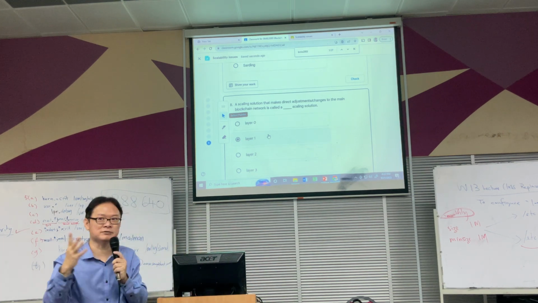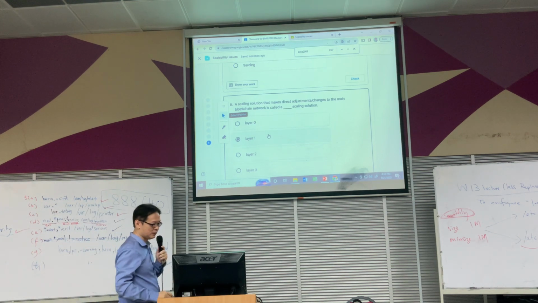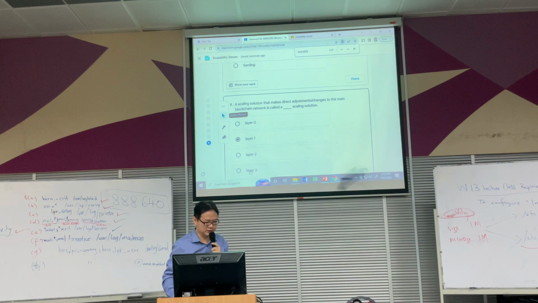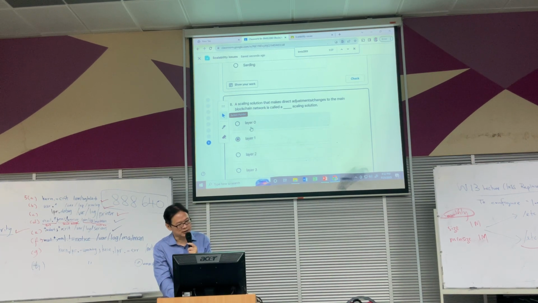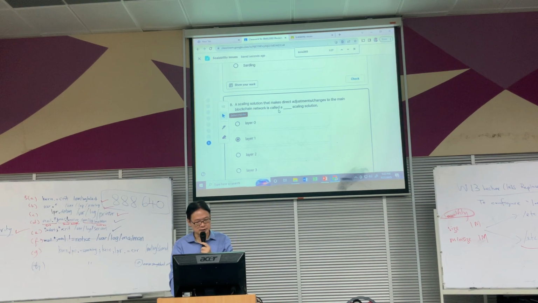It's one of the approaches for scalability. We don't have layer 3 yet. So the answer is 1. We don't have layer 0 also. It's either a layer 1 or layer 2 scaling solution. So remember this, that's why we call it a layer 1 scaling solution, like sharding, like SegWit, also the same.